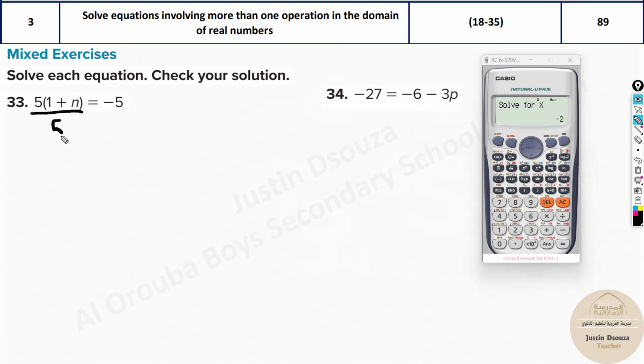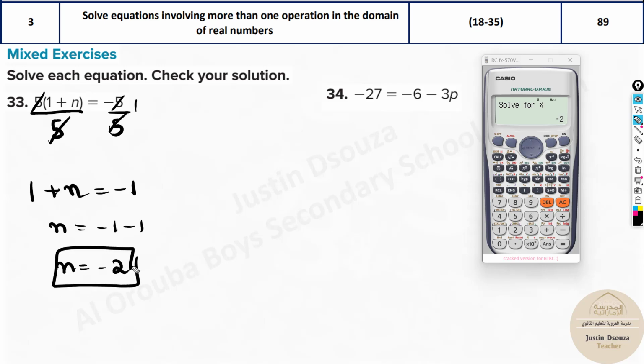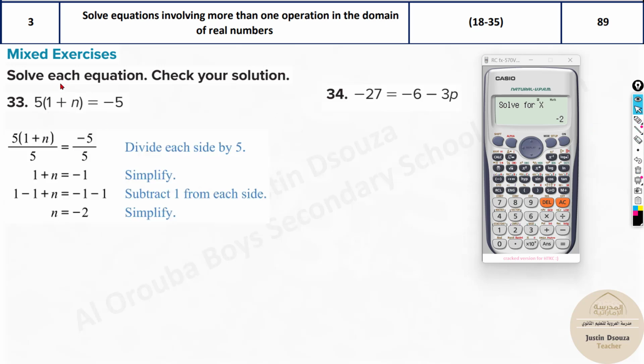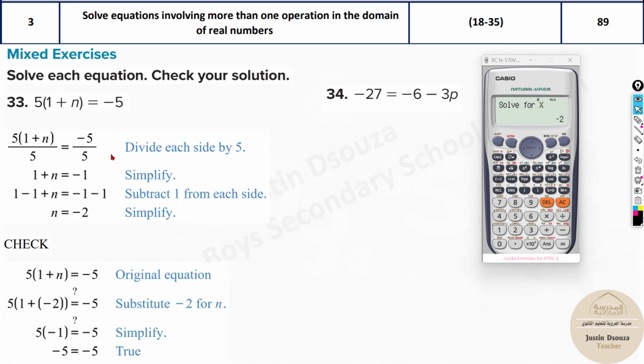Now divide phi on both the sides and you will cancel this phi. This over here, it will be minus 1. You will have 1 plus n equals minus 1. Plus 1 goes to the other side, becomes minus 1, n equals minus 2. This is very easy. But the method which I told you about, the distributive property, it's very important in the future as well. That's important to know.